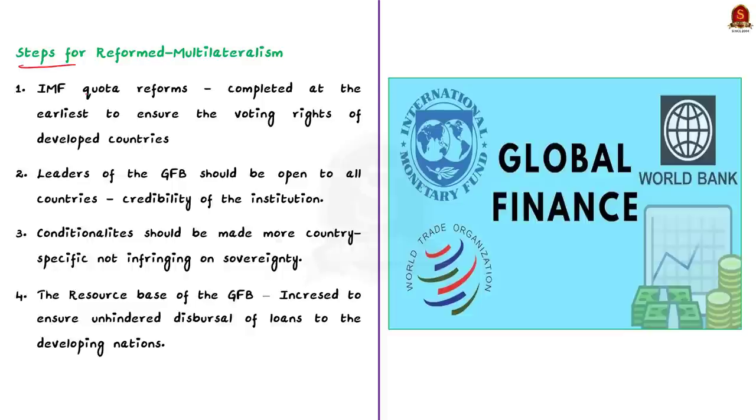First is IMF quota reforms. These are created to ensure the voting rights of developed countries in IMF. The leaders of global financial institutions are open to all countries, as this will increase the credibility of institutions. The resource base of global financial institutions should be regularly increased by global cooperation to ensure the loans provided to developing nations. So these are the steps that need to be taken to reform the global institutions like IMF and World Bank. So this is all regarding this discussion.